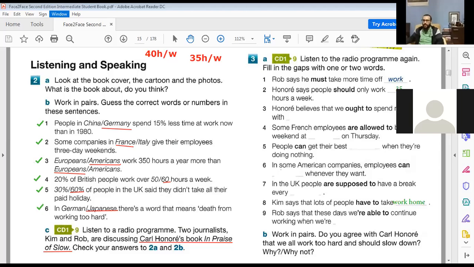Okay, now let's see if we can guess. Let's see if you can remember some of the things you heard. It says, listen to the radio program again. Fill in the gaps with 1 or 2 words. So can you see number 1 to 9?